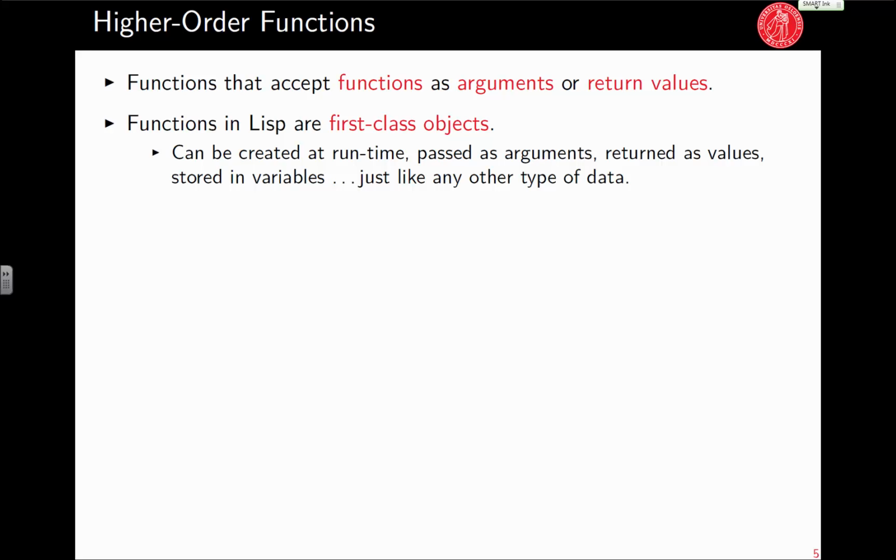And from that it follows, well, to make that feasible, functions have to be first-class objects. They are equal citizens, just like all of the other data types. I can create them dynamically at runtime. That is, code can create functions, can pass them around as arguments. I can return them. I can store them in variables. I can store them wherever I can store data. They're just like any other type of data. That's what it means to be a first-class citizen.